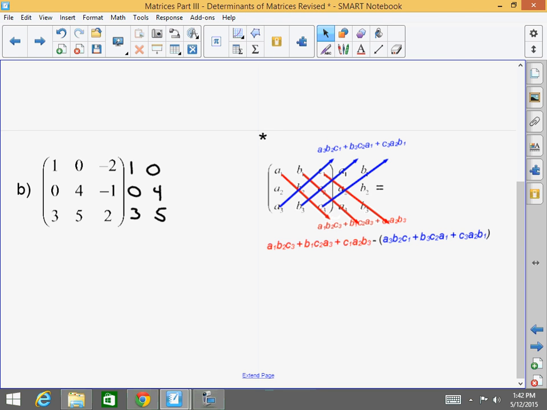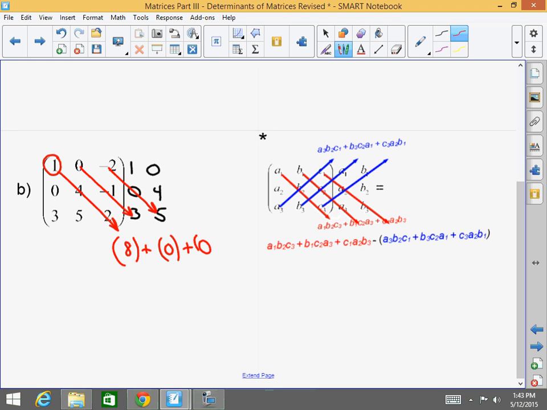let's do our reds first. We're going to go ahead and find the sum of the products. What's 1 times 4 times 2? 8. Plus, what's 0 times negative 1 times 3? Plus, what's negative 2 times 0 times 5? 0. So my sum of my reds is right here, 8. Is everyone here with me? Yes.